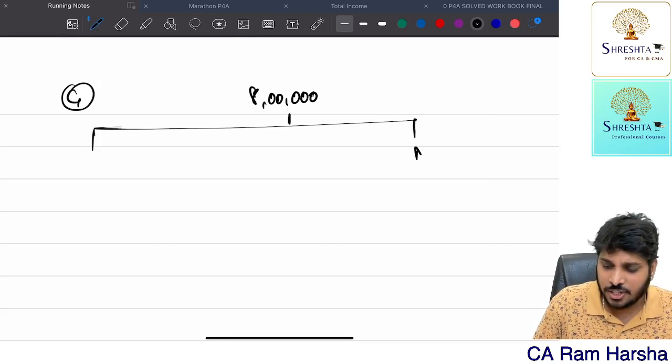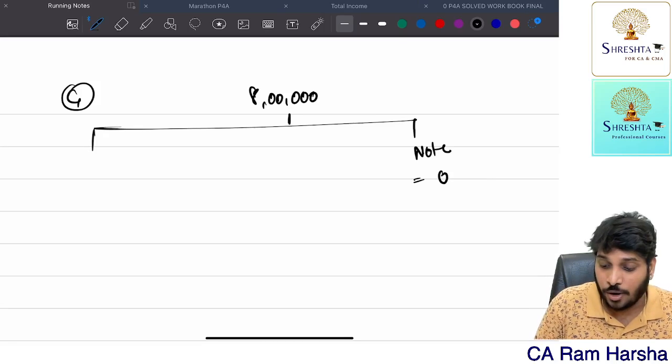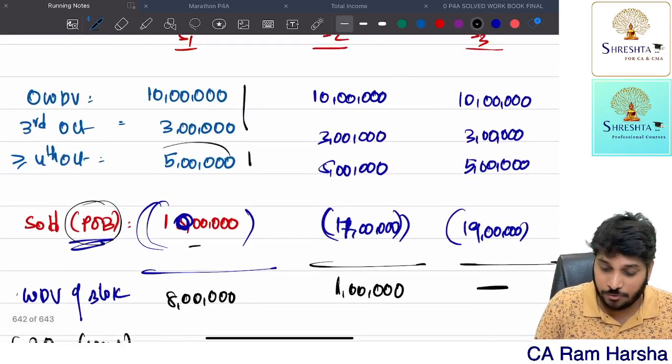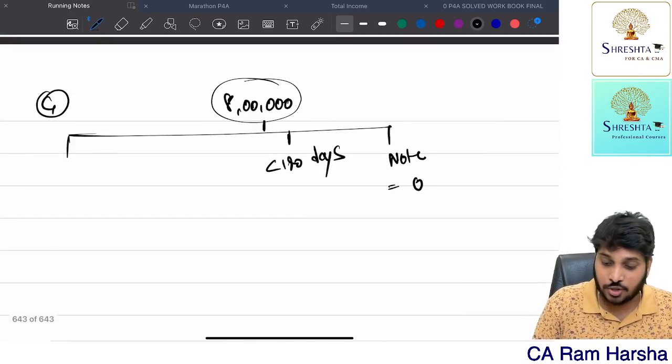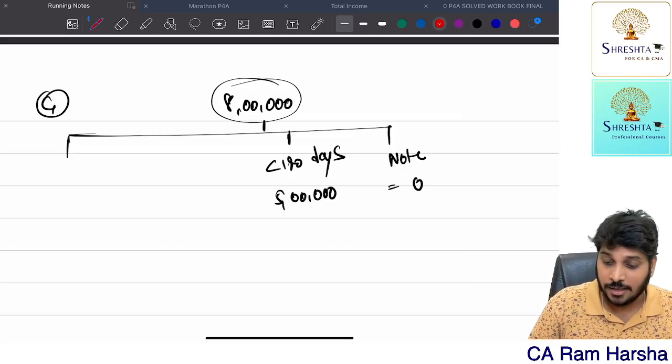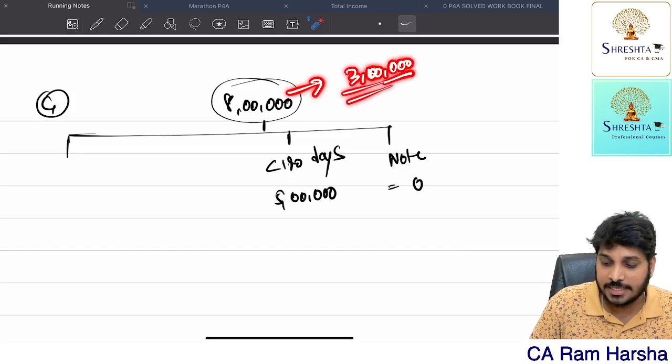Is there any asset which is not used at all? No, zero. Is there any asset which is purchased for less than 180 days? Yes. How much value? 5 lakh. Now here we have 8 lakhs. So I can allocate happily 5 lakhs. Suppose here instead of 8, only 3 lakhs is there. Let us assume only 3 lakhs is there instead of 8 lakhs.